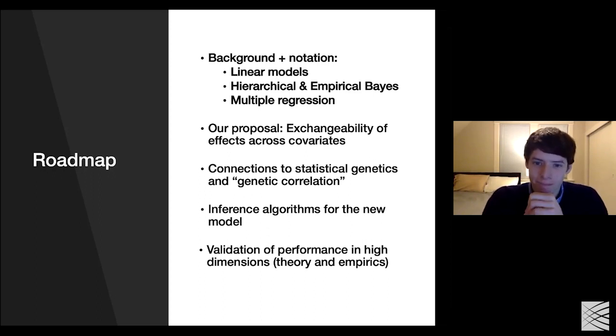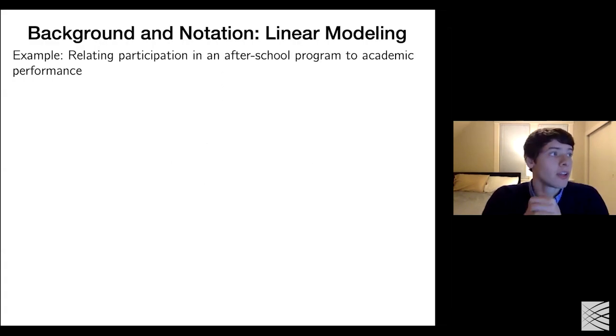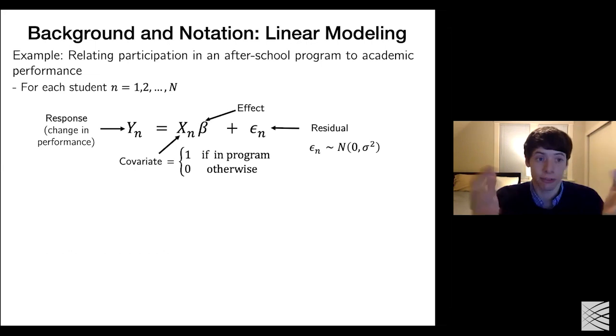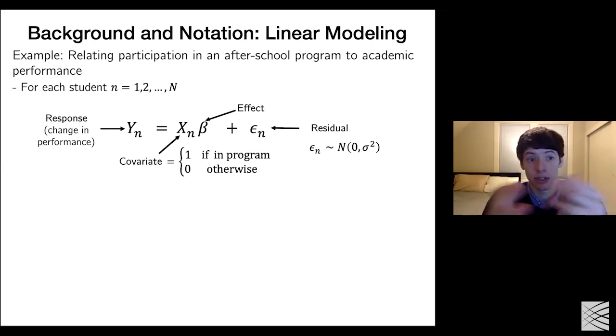All right, so onto background and notation. Let's dive further into this example in education, where we imagine we're interested in relating participation in an after-school program to academic performance. In this case, we might have data where for each of a number of students in some school, I'll index this student by n, going from 1 to big N as the number of students.